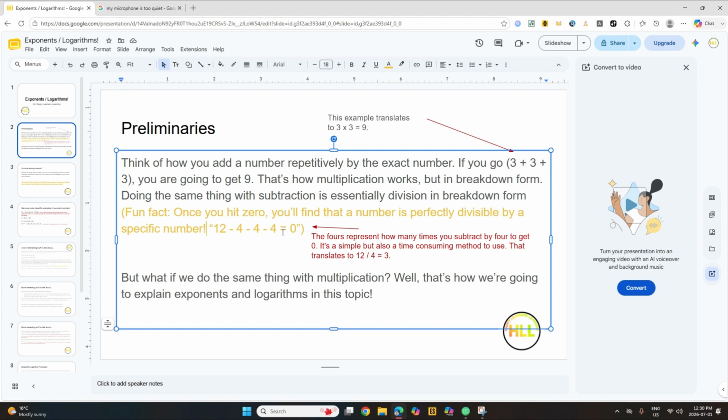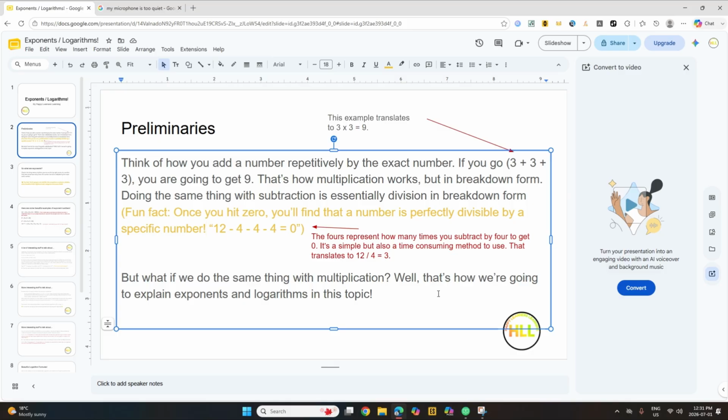But here's the fun fact. All the 4's represent how many times you subtract by 4 in order to get 0. So if a number that you're trying to divide equals 0 based on the divisor that you're subtracting the number with, that is a perfect divisor for the number you're trying to divide.